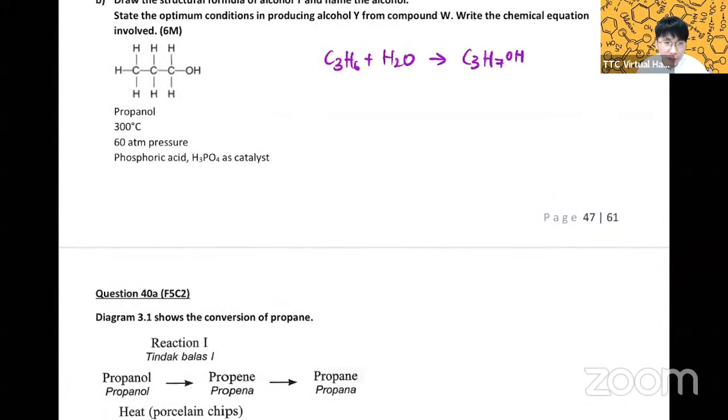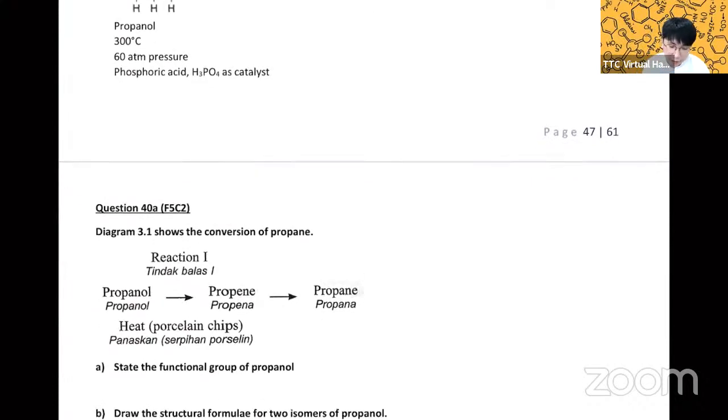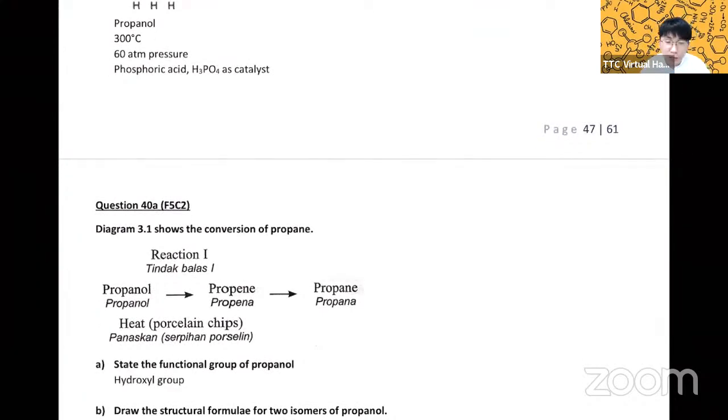Okay, so moving down, the next question. It shows you the conversion of propane. From propanol, you do reaction one, you get propene, and then propene can become propane. So what is the functional group for propanol? Propanol is an alcohol. What is the functional group of alcohol? The OH, right? Very good. The name is called hydroxyl. Wow, okay. Seems like this chapter is quite easy for you all.